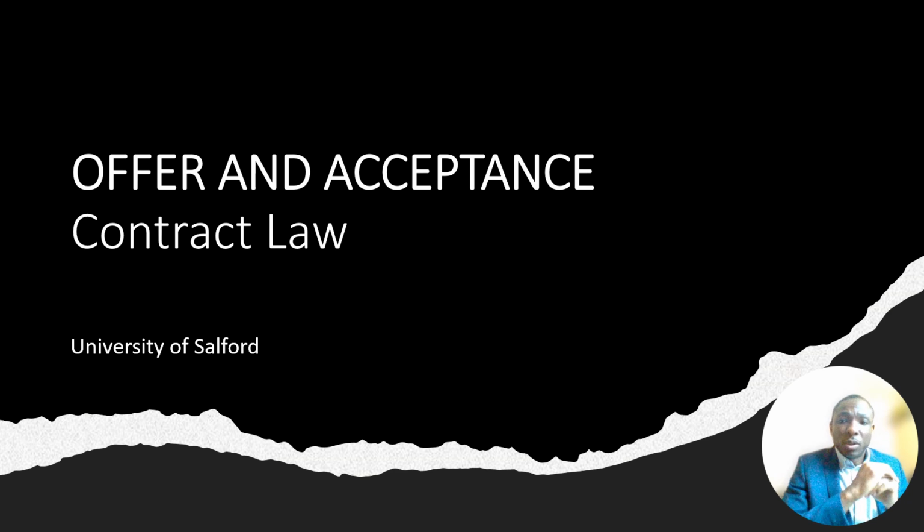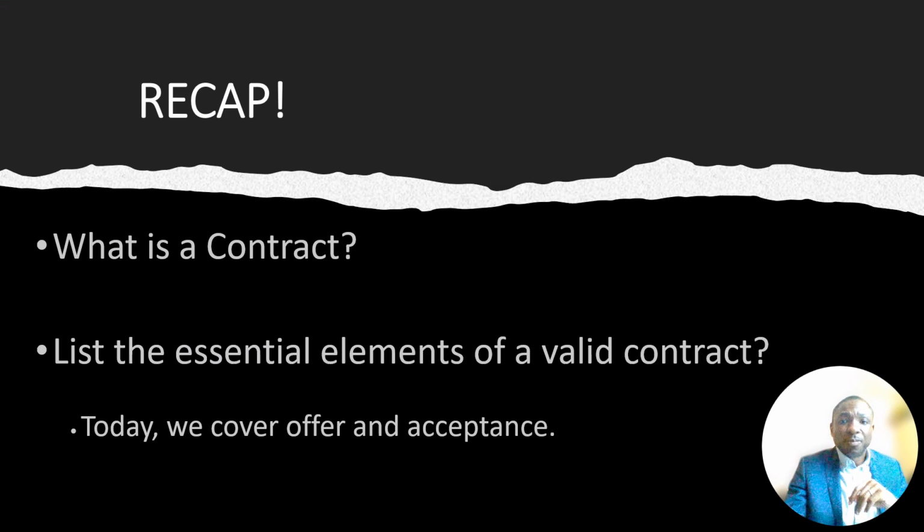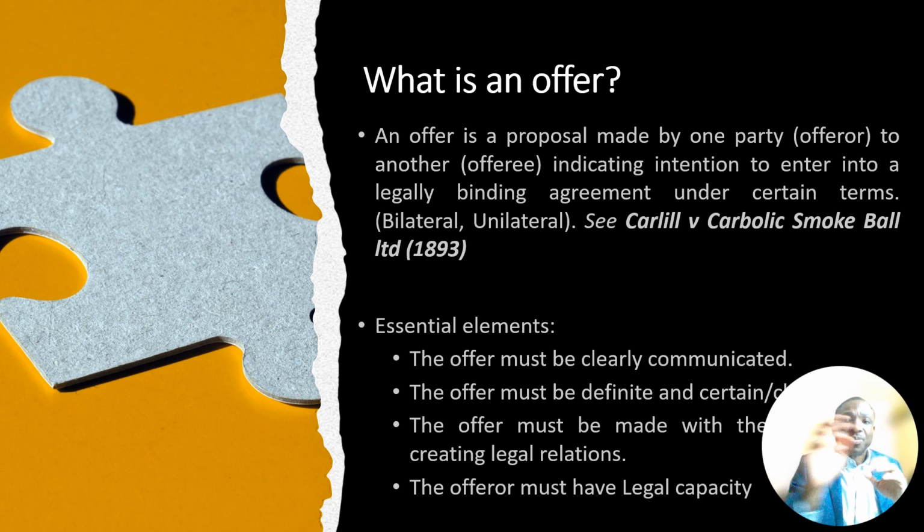This morning, we'll be talking about offer and acceptance. By the end of this lecture, we'll be able to define the key terms related to offer and acceptance. Now, to do a quick recap of last week's lecture: last week, we covered the definition of contract and we listed the essential elements of a valid contract. Today, we'll be talking about offer and acceptance.